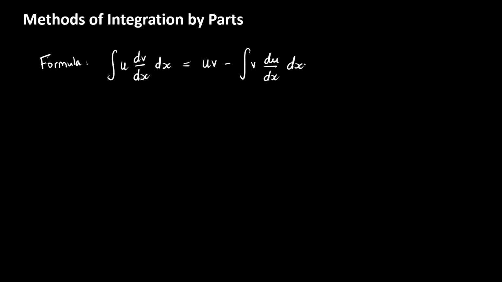If you're doing an A-level exam in the UK, you are given this formula, so you don't have to memorize it. You can use it. It comes from the derivation. It comes from the product rule. But this formula is how we try and integrate a product.